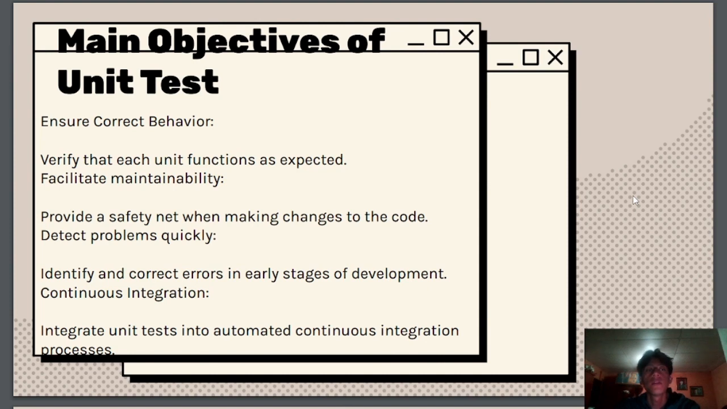Main objectives of unit tests: ensure correct behavior, verify that each unit functions as specified. Facilitate maintainability, provide a safety net when making changes to the code. Detect problems quickly, identify and correct errors in the early stage of development. Continuous integration: integrate unit tests into the automated continuous integration process.